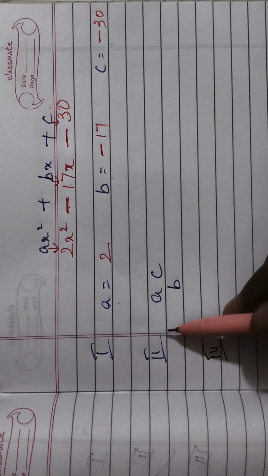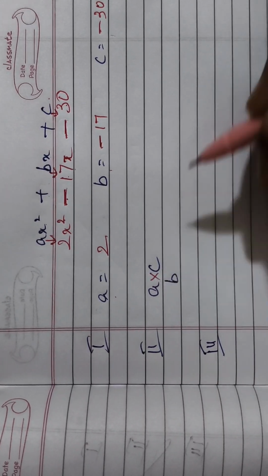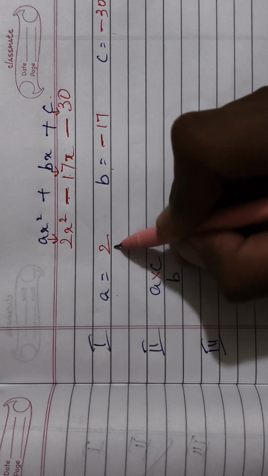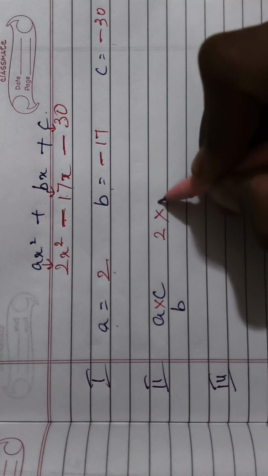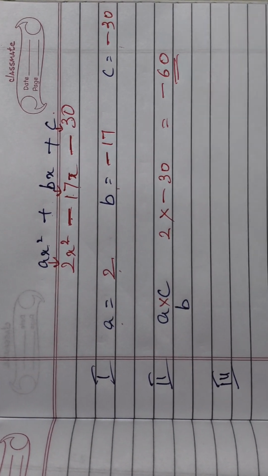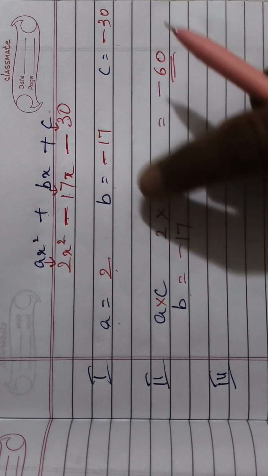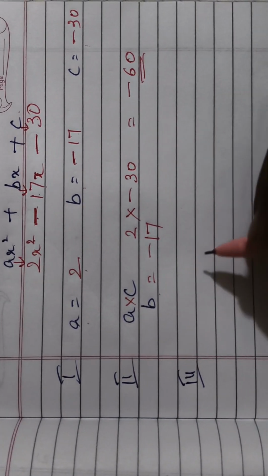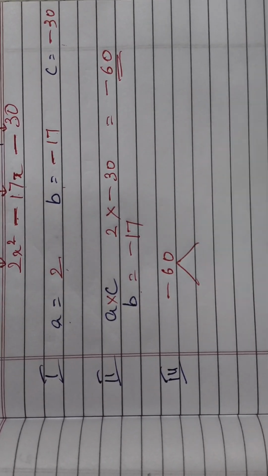Now we go to the second step, which is to write AC, that is A multiplied by C. What is my A? It is 2, multiplied by what is my C? It is minus 30. So I get minus 60. And what is my B? It is minus 17 from here. Now your third step is to take minus 60 and we are going to split it.